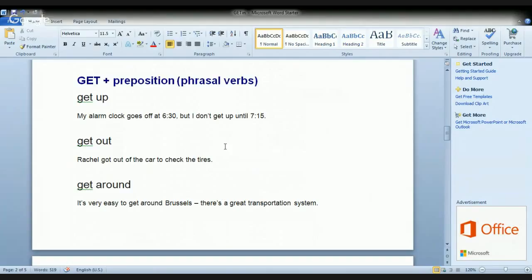The next one is get out, actually. And this says, Rachel got out of the car to check the tires. So she physically removed herself from the car, got out, looked, and then probably got back in the car. So we can use get in as well in a similar way.